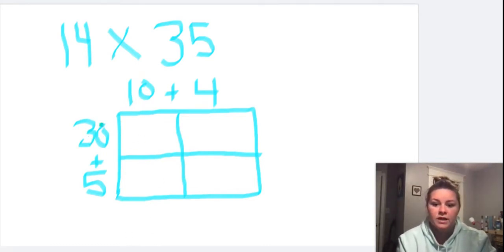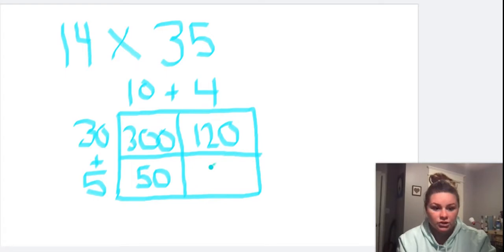So 30 times 10. I know 3 times 1 is 3 with 2 zeros, so I'm going to have 300 here. I'm going to have 5 times 10 in this box, which is 50. In this box, I'm going to have 30 times 4, which is 120. And down here, finally, I'm going to have 5 times 4, which is 20.